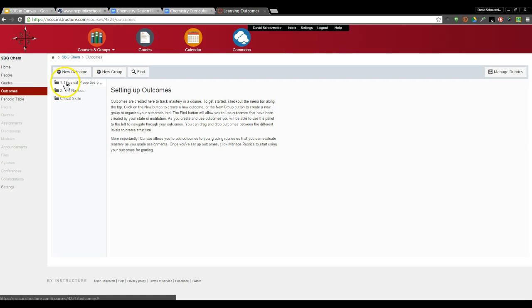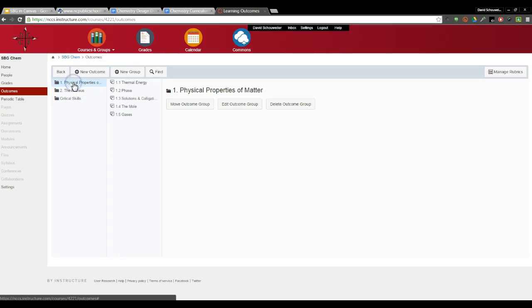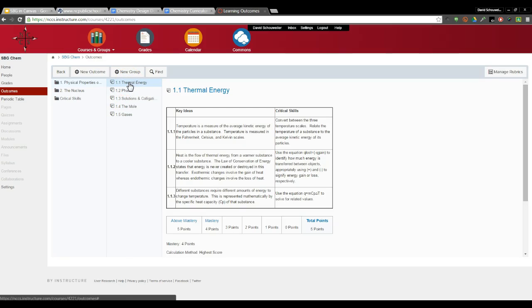Okay, so for example, I've got my standards divided into several folders here, several groups. So my first group, based on my first unit that I go through, is physical properties of matter. And within that group, I have 5 objectives. Okay, because there are 5 main topics that I want students to know. So let's look at 1.1 for a second. Objective 1.1 is all about thermal energy.